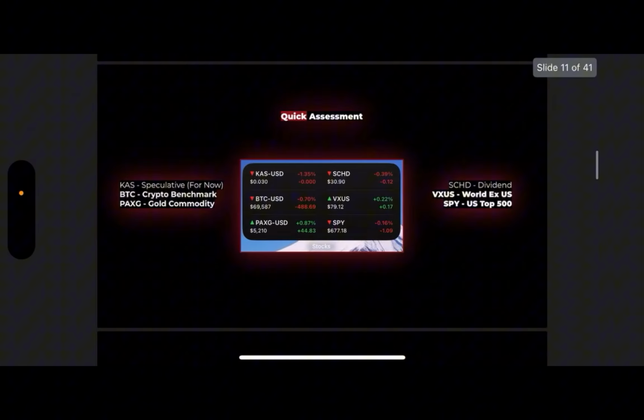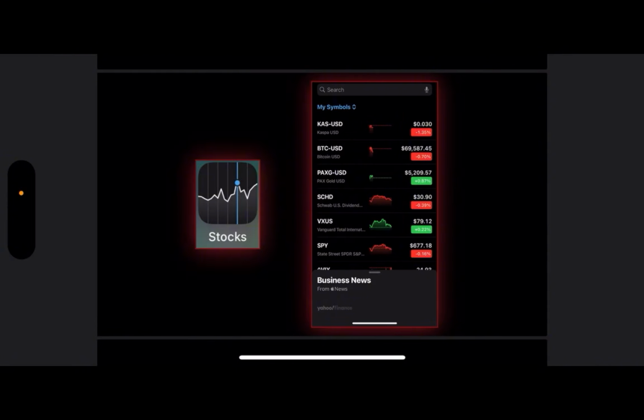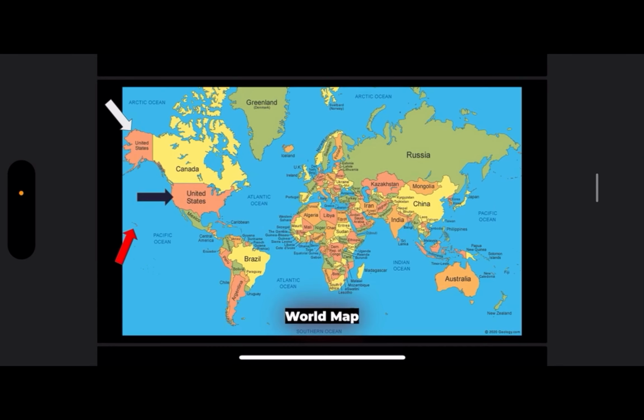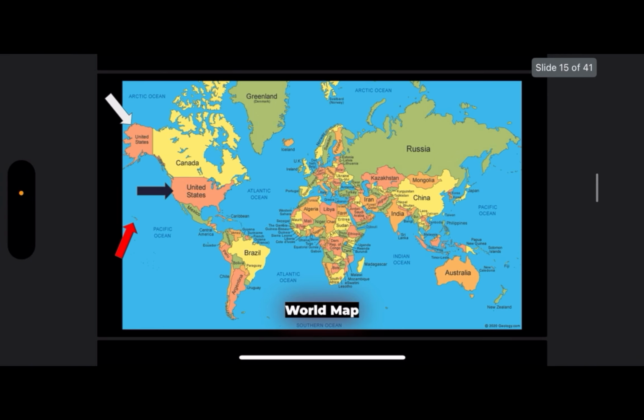VXUS is an ETF that portrays the market outside the US, basically the world market except the US. SPY is only the US top 500 companies. If you want to know more on your iPhone, you can just click those icons and get more details. Before we start talking about VXUS and SPY, we're gonna need to establish the world map first.